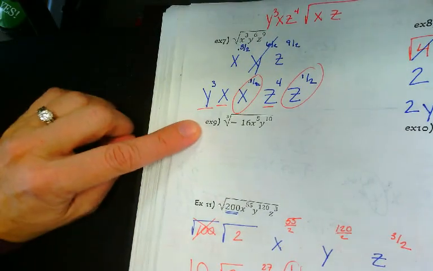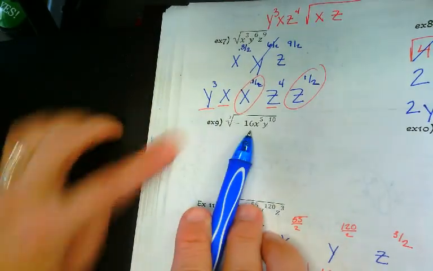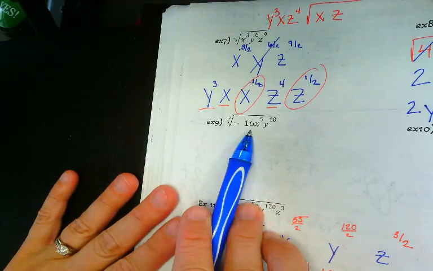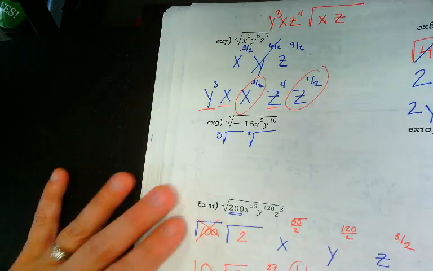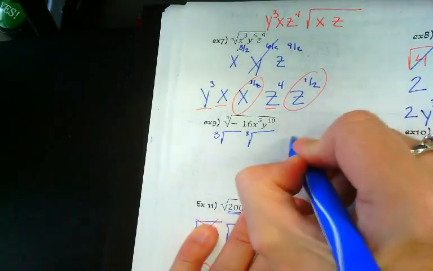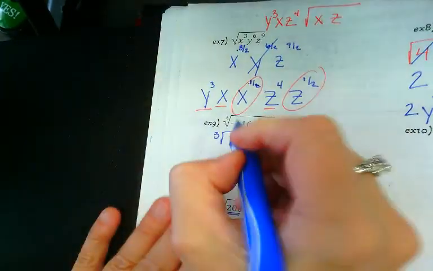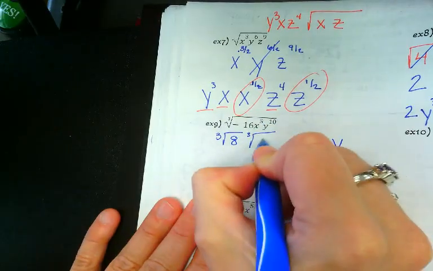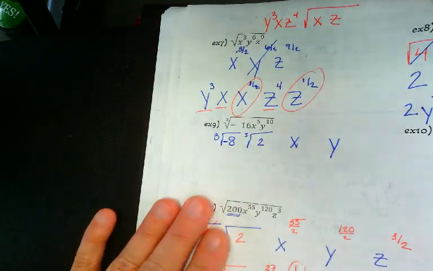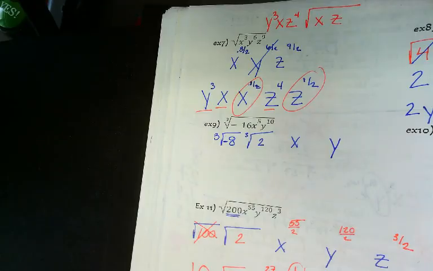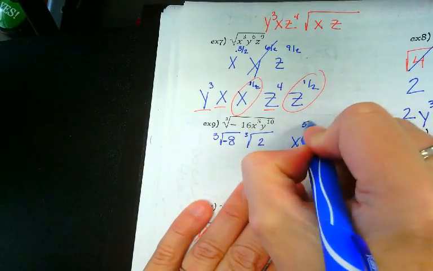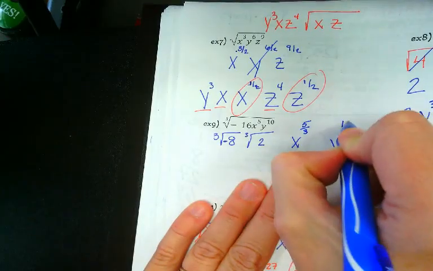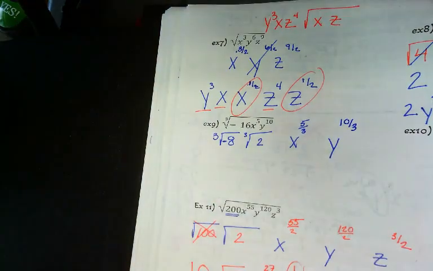All right, let's go to the cubed root. Let's go up to number 9, cubed root. Is 16 a perfect cube? No, so you got to break it down to somebody on your cube list and somebody not. So 8 and 2, and I need the cube to stay negative because we can take the cube of a negative, so negative 8 and 2. X to the what power? 5/3, good, and y to the 10/3.